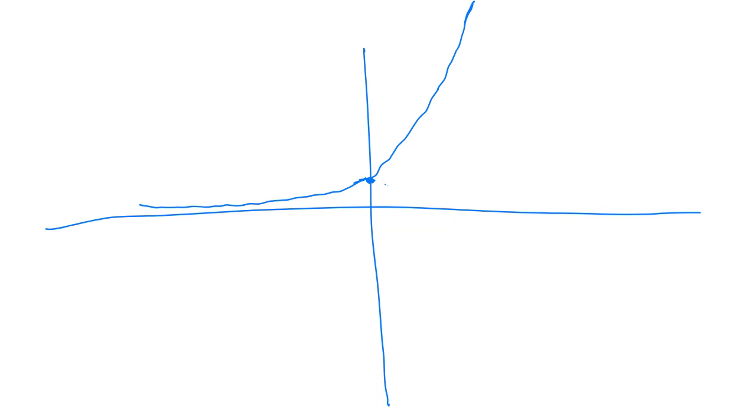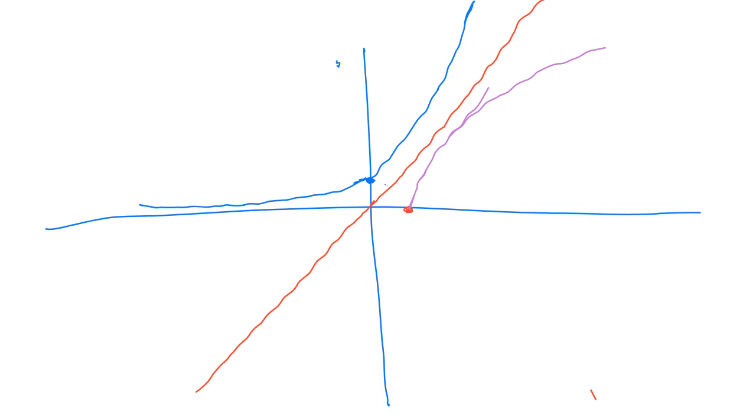The logarithmic graph is the inverse. And if you remember, an inverse graph is flipped over the line x equals y. And the x's and y's are flipped, which means if the exponential graph goes through 0, 1, then the logarithm graph has to go through 1, 0. And it's going to look like this.